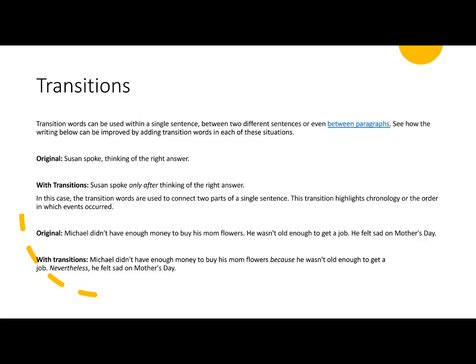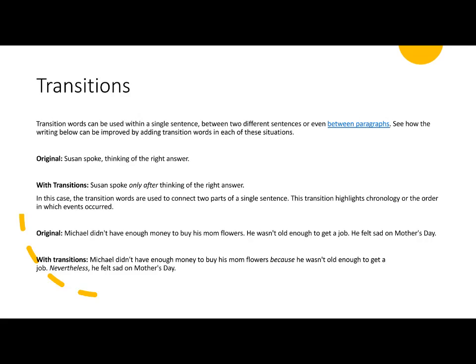And then another one is: Michael didn't have enough money to buy his mom flowers. He wasn't old enough to get a job. He felt sad on Mother's Day. That just sounds like a lot going on there. So let's see it with a transition. Michael didn't have enough money to buy his mom flowers because he wasn't old enough to get a job. Nevertheless, he felt sad on Mother's Day.